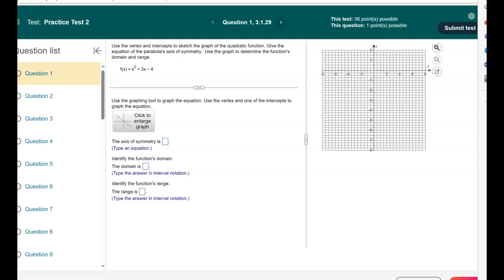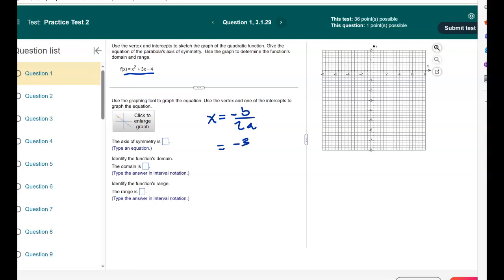In this problem, you're given the function f of x equal to x squared plus 3x minus 4. Now, to determine the axis of symmetry, you first get the x coordinate of the vertex of the parabola. The x coordinate is given by the formula x equals negative b over 2a. Now, b is the coefficient of x. So therefore, in this case, b is equal to negative 3.